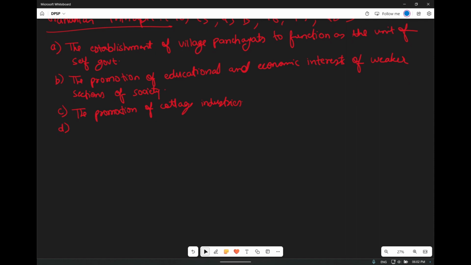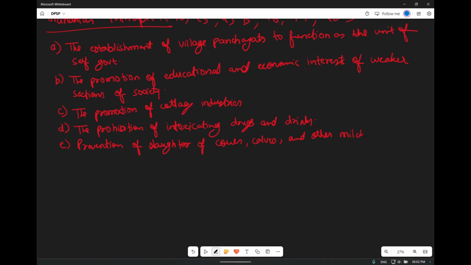The prohibition of intoxicating drugs and drinks. Okay, and the last one will be the prevention of the slaughter of cows, so these points have been concluded from this. Okay, what was the article that we have to say? Cows, calves and other milk cattle and all. Okay, so this was on the basis of the Gandhian principle we have concluded whatever the article is present.